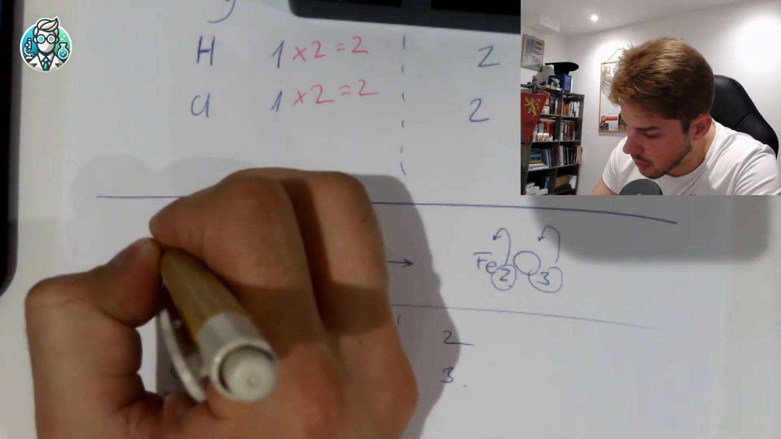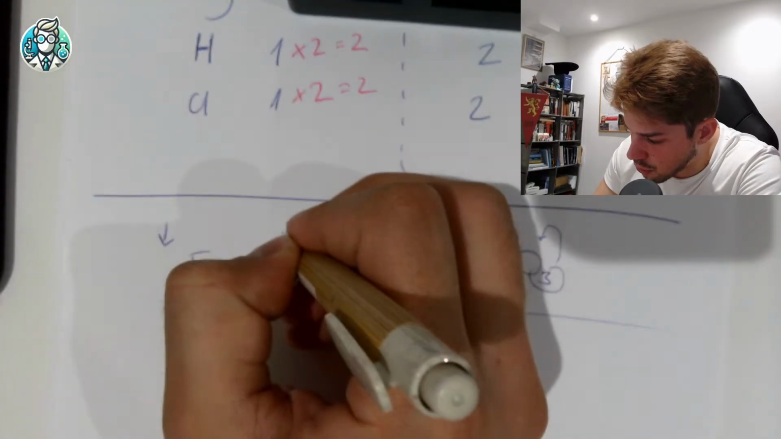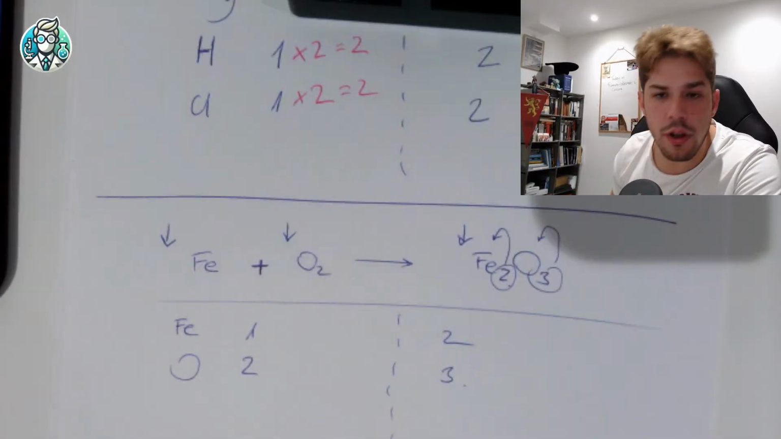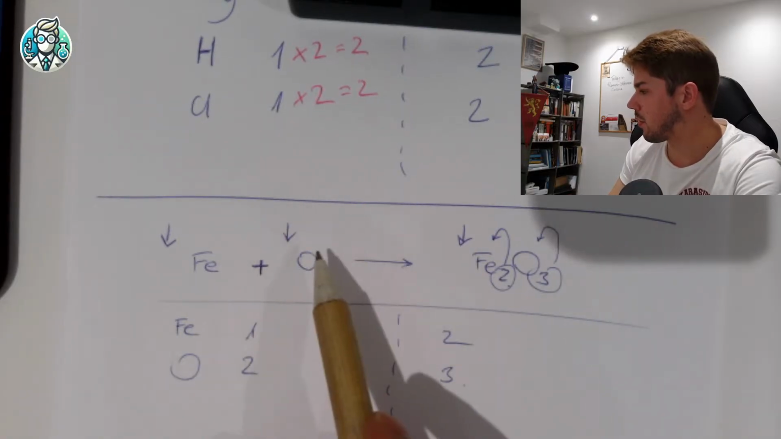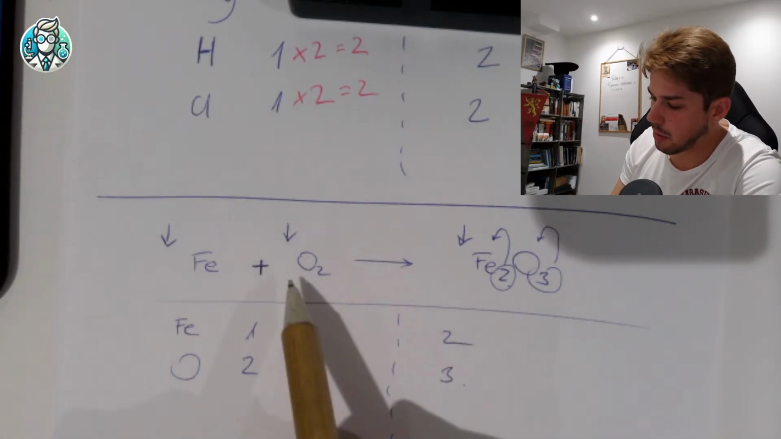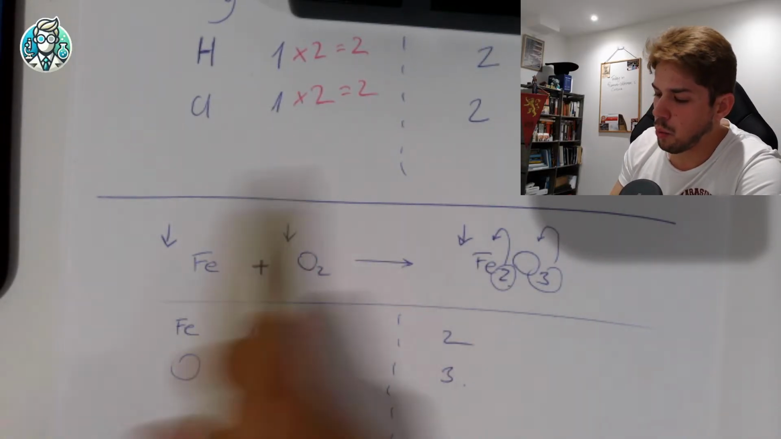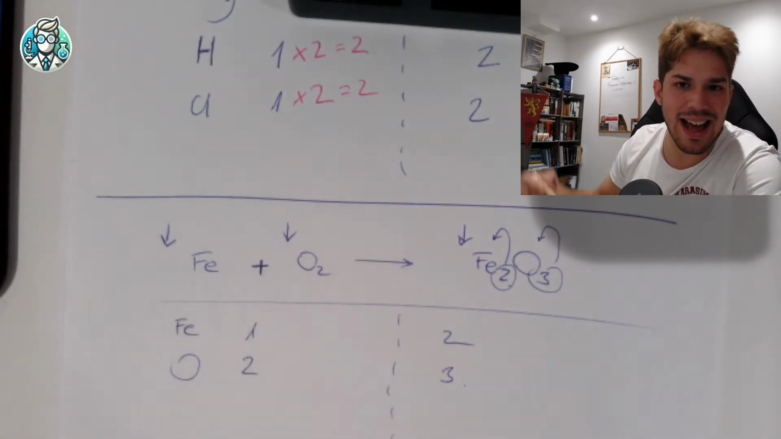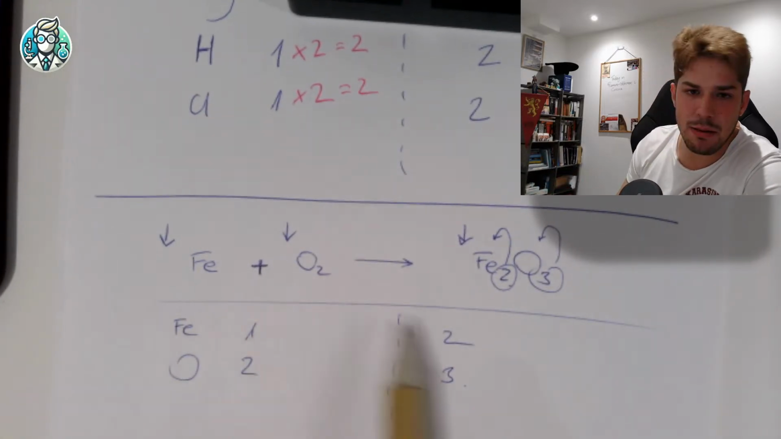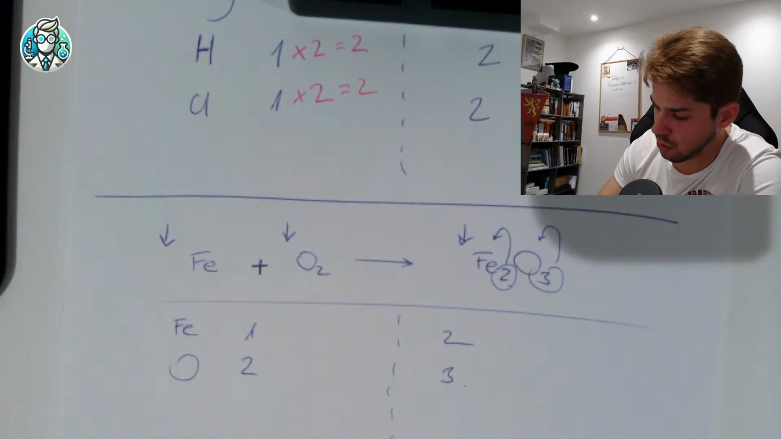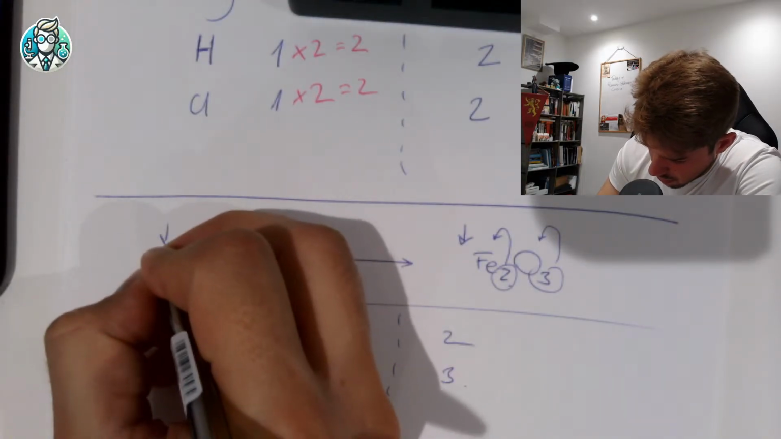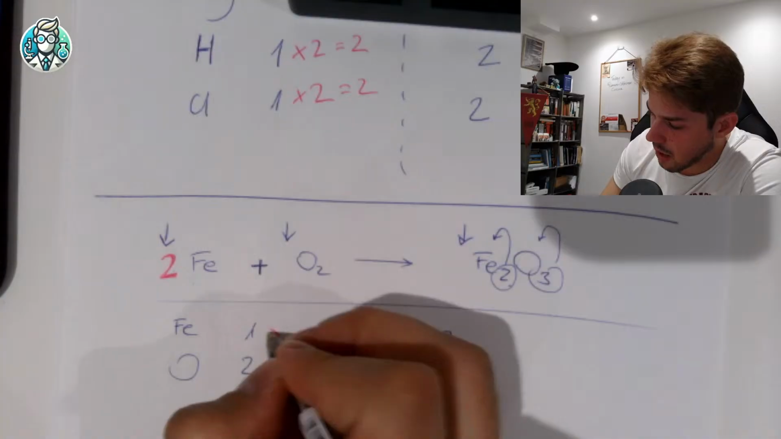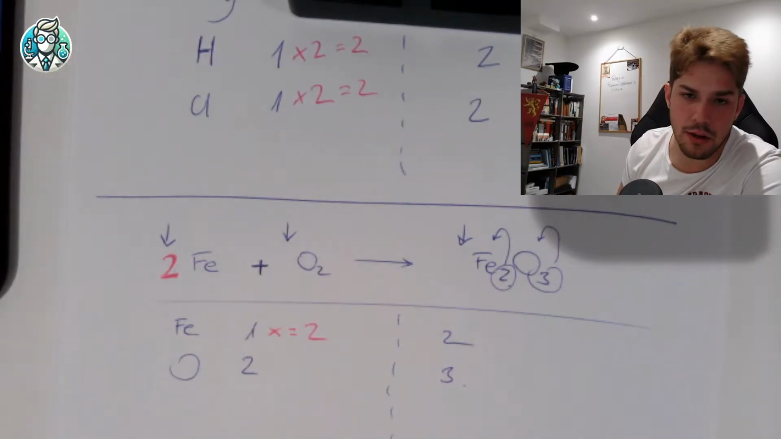Remember, we can add numbers in front of the compounds. Not in the middle, not behind, but in front of. So I can put numbers here, here, here, here. On the left, I can add more, so I have the same amount of iron. I can put a 2 in here. So now in here, I will have 2 atoms of iron.